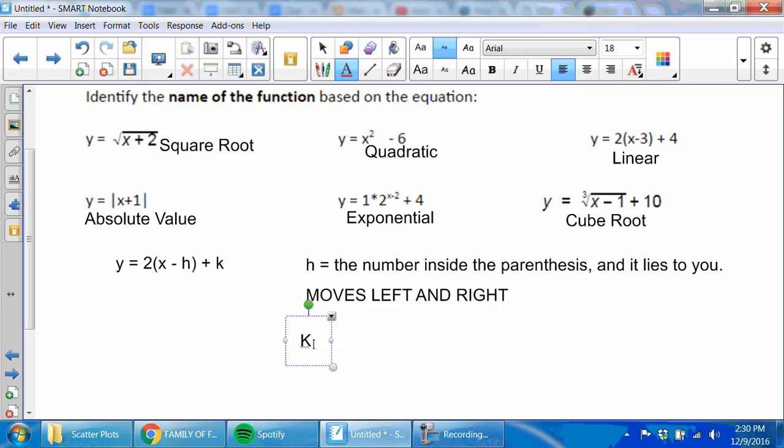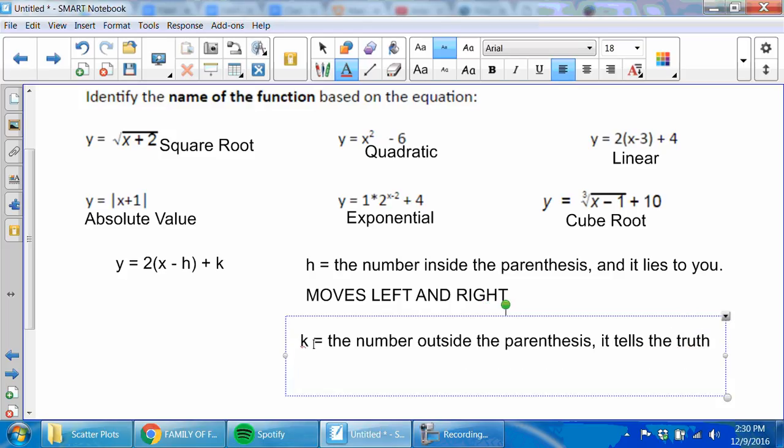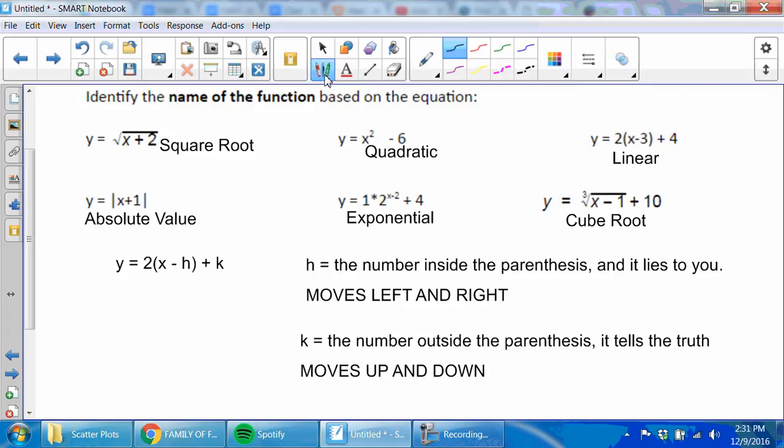The next thing is k. K is the number outside the parentheses. It tells the truth. And that moves up and down. So we're just going to make some arrows and talk about how things move here. Okay. This first one, this would be moving left 2 because it is subtracting 2 inside the parentheses. Here I don't see any parentheses on this quadratic, so it's outside of it. This would be moving down 6.